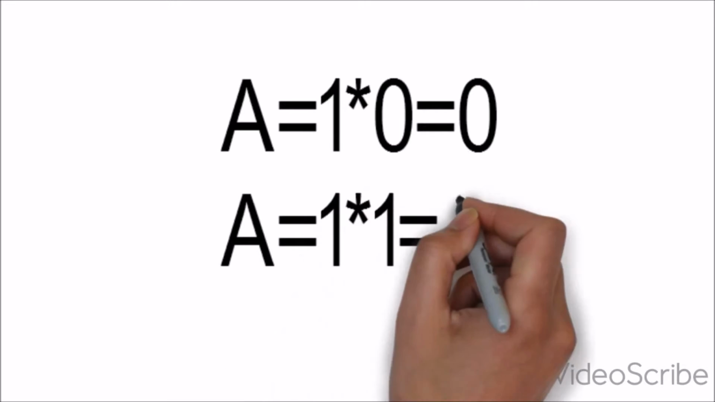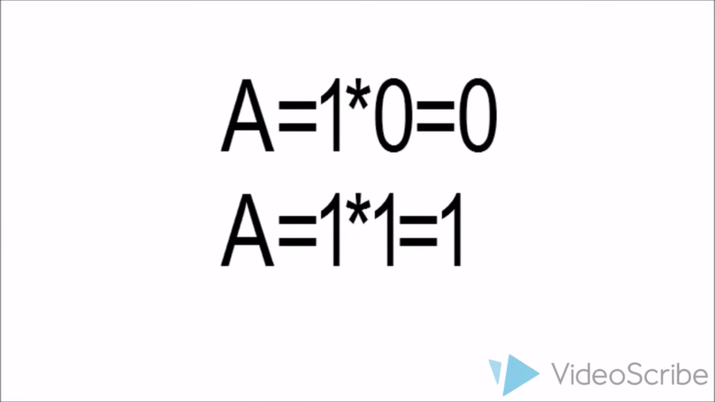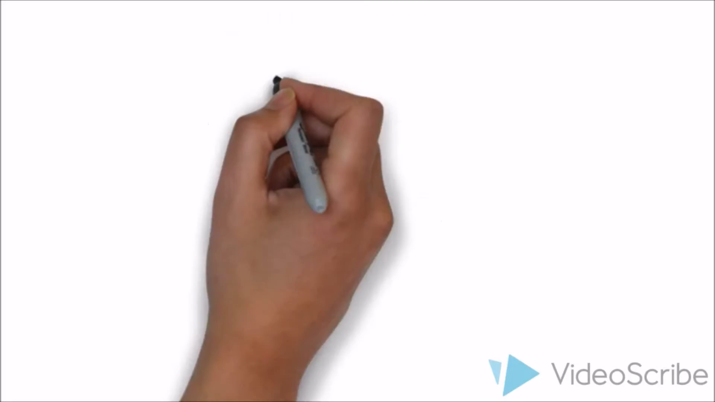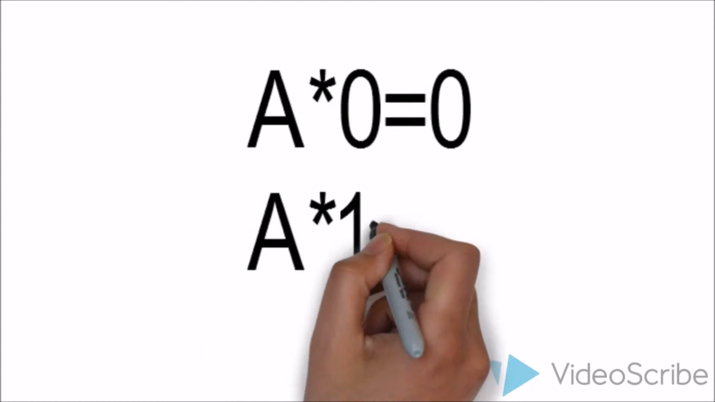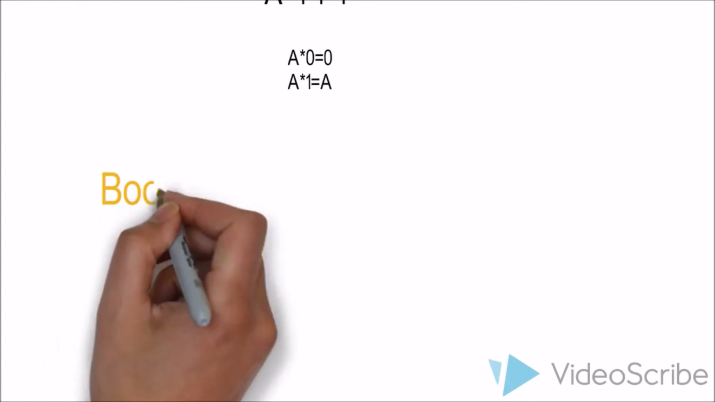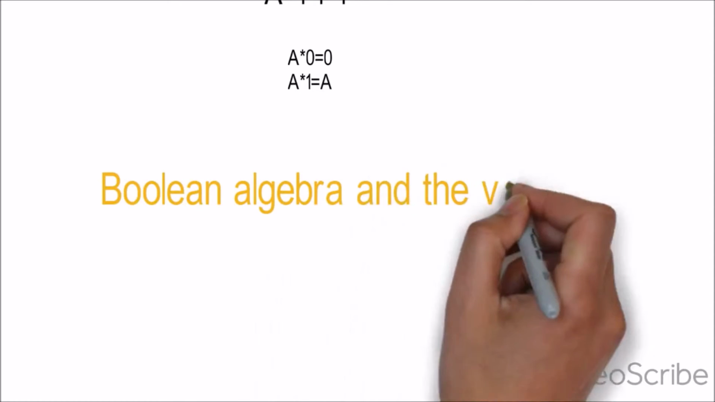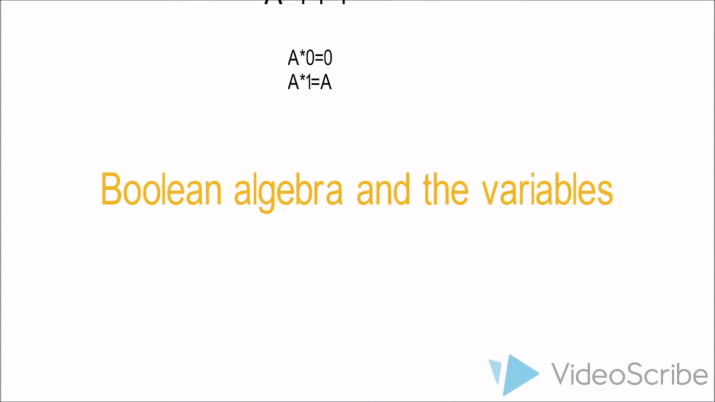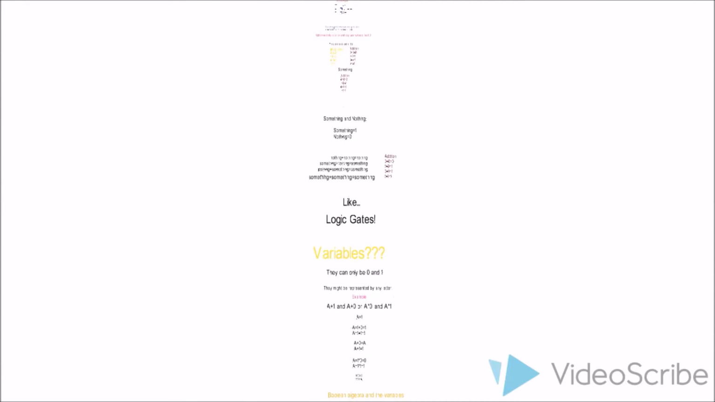But then it changes when we multiply a. Here we can say that it doesn't matter the value of a when we multiply it by a 0. It will always be a 0. But it really matters when it is multiplied by a 1. The value is going to be the value of a. So now you know a little bit more about the Boolean algebra and the variables.